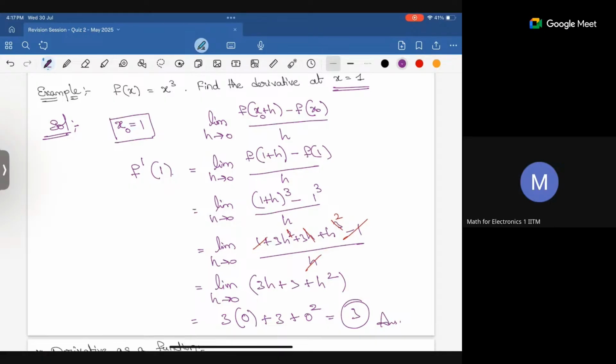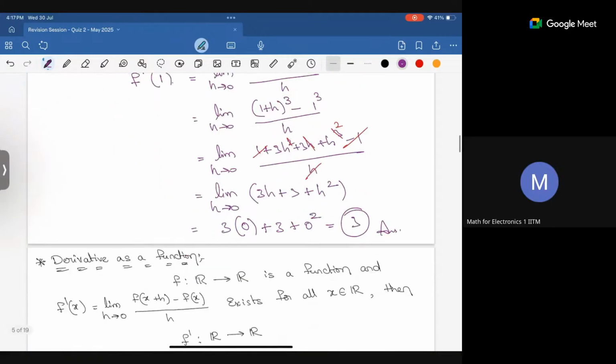This is how we compute the derivative at a point for any given function, theoretically. In practice we won't be doing this long method, because we all know that given a function I can compute the derivative function, which is another function coming from the previous function. We have studied those things also. So that we will see now.